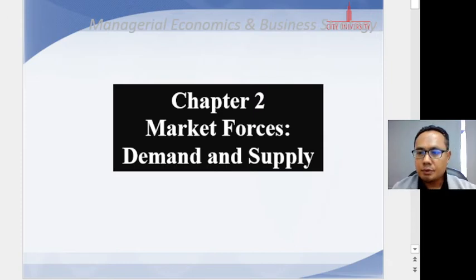So now we move to chapter number 2 in managerial economics, which is a topic about market forces. Market forces are demand and supply. For this chapter, we will learn and explain the law of demand and supply and identify factors that cause demand and supply to shift, whether it shifts to the right or left.